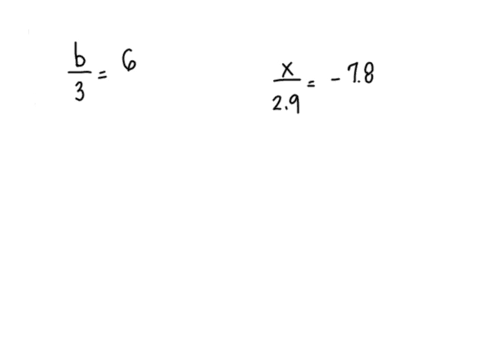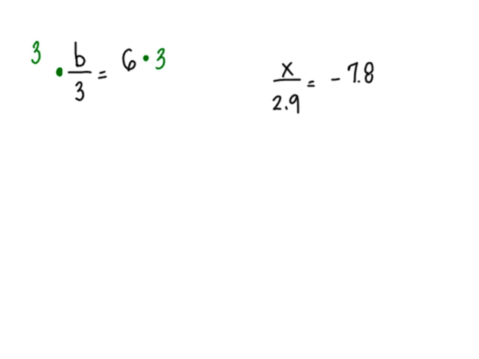Our next equation is b divided by 3 equals 6. Remember, my goal is to get b by itself. So to get b by itself, I have to undo divide by 3. So the way you undo division is to multiply. So I'm going to multiply by 3 on the left, which means I have to multiply by 3 on the right.